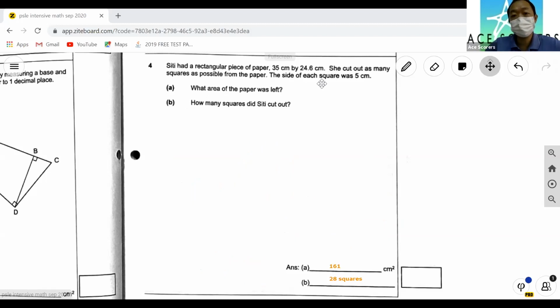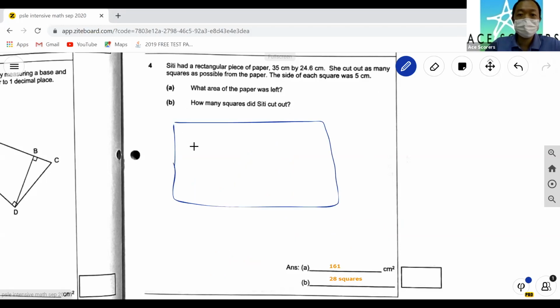The size of each. But how do we do this? Do you know how to do it? 161 cm squared. What area was left? So you need to draw a box like that on the paper. Because it's 35 by 24.6, right? So this side is 35, and this side is 24.6. Now how many 5 cm square boxes can you draw inside here? Along the 35, you can draw 7.